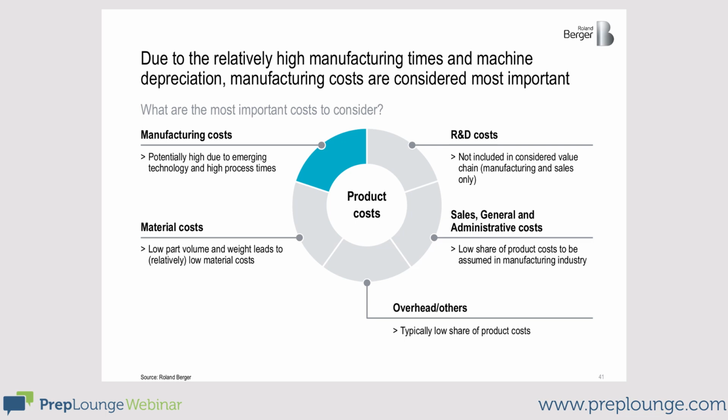R&D costs are the costs for the development of the product. I will ignore them right now, since earlier we have stated that this case is only about the production and selling of the implants and not about the development. Of course, SG&A as well as overheads and others only comprise a small share of product costs in the manufacturing industry, so they can be ignored.